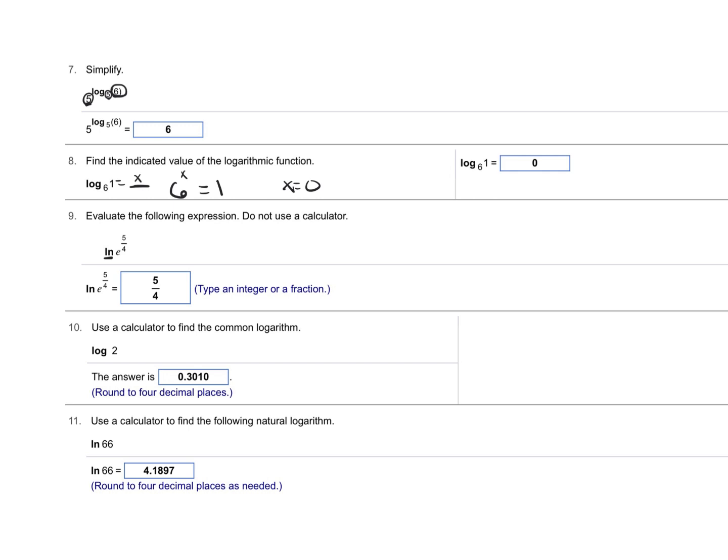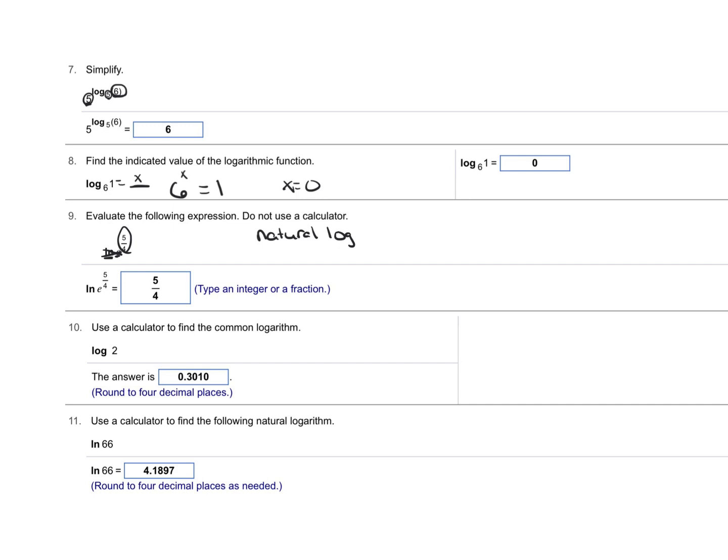ln, that's an L and an N, that is the natural log. Natural log and the exponential function cancel each other out. So the answer is just 5 to the 4th.